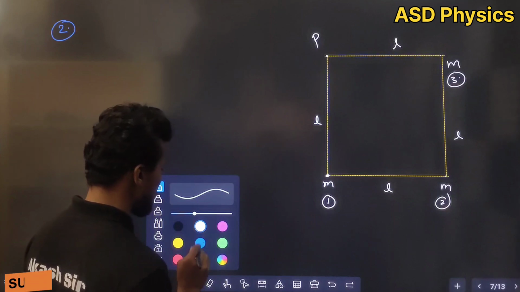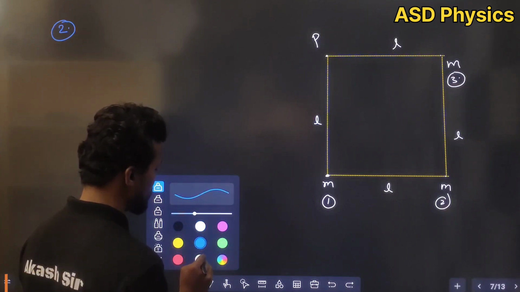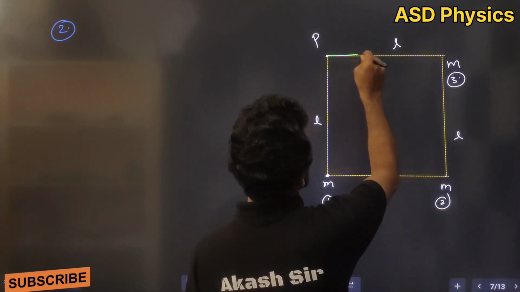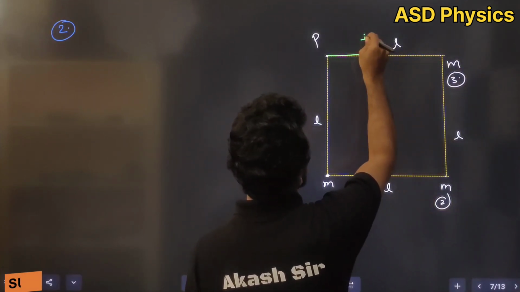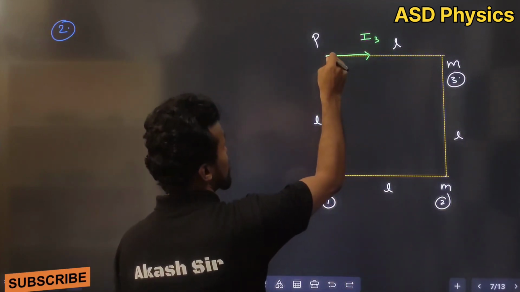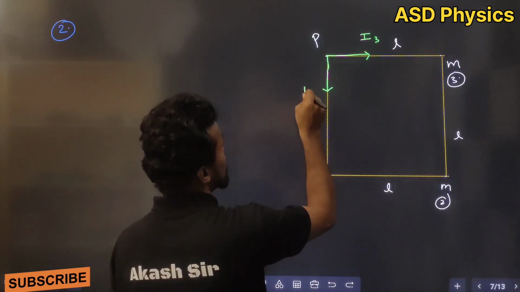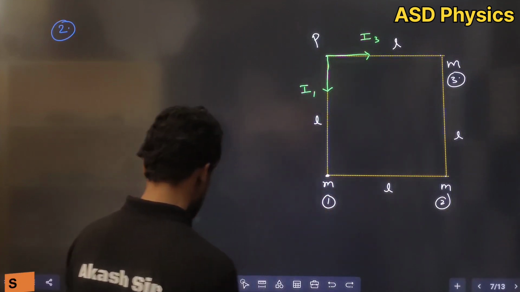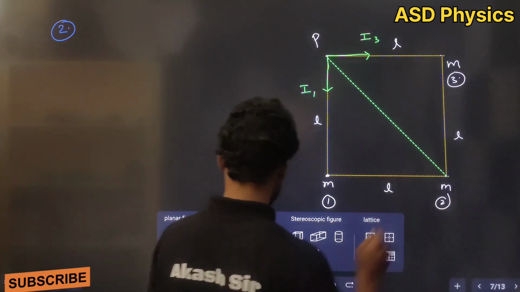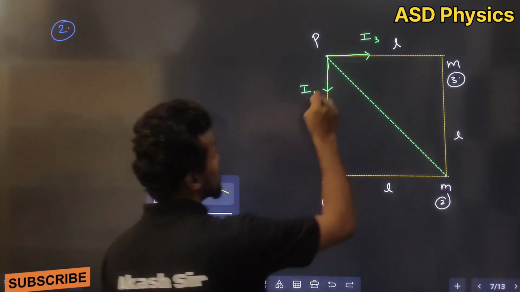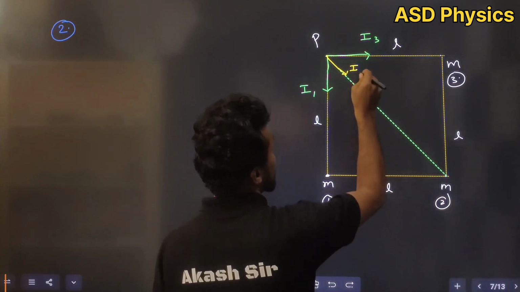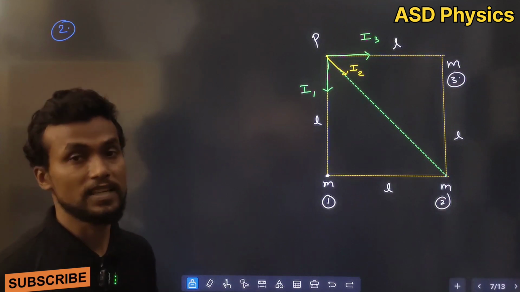Can you guess how many GFIs will be there at point P? 3 GFIs will be there. See here please: one GFI on this side, due to mass 3, is I3. One GFI due to mass 1, this one, you write I1. After that, one more GFI will be there. In which direction? Along the diagonal. See, I have drawn the diagonal here. One GFI will be in this direction, and this GFI will be I2. So how many GFIs are there? 3 GFIs are there.